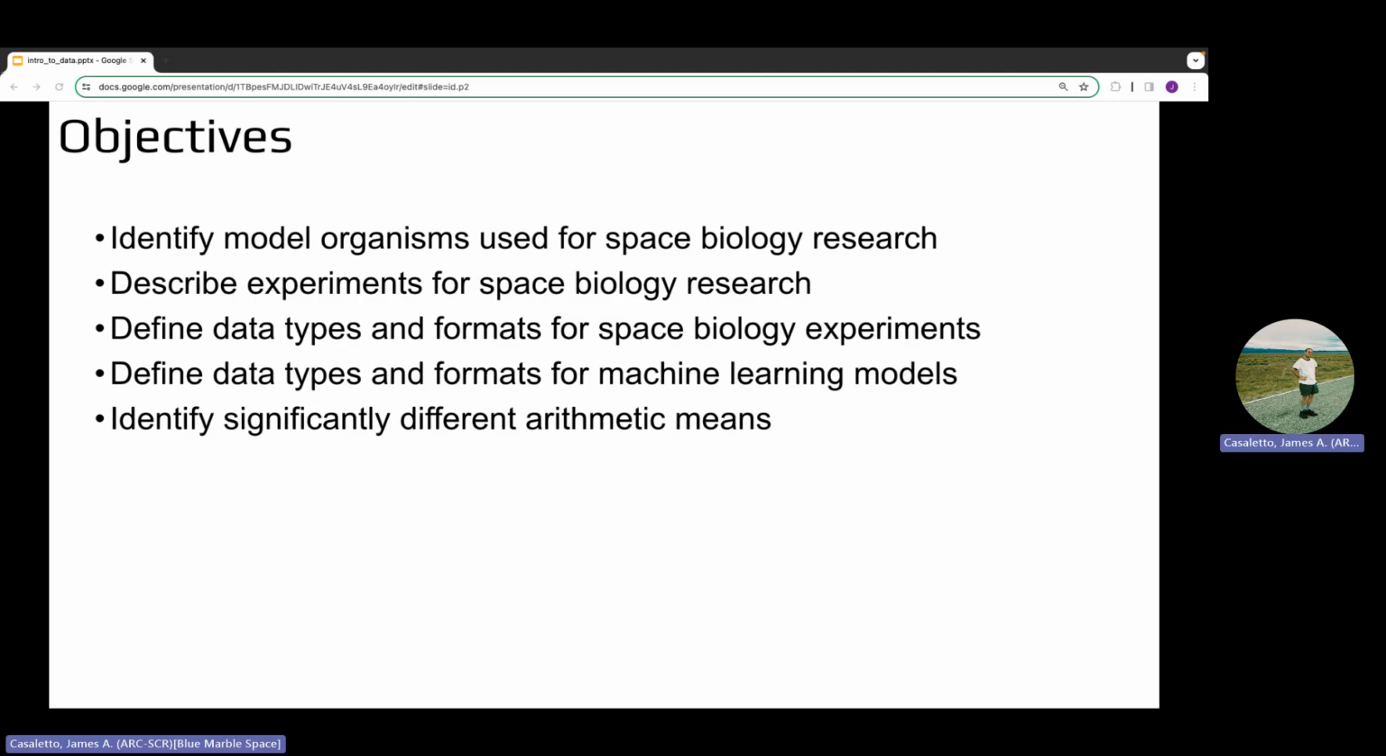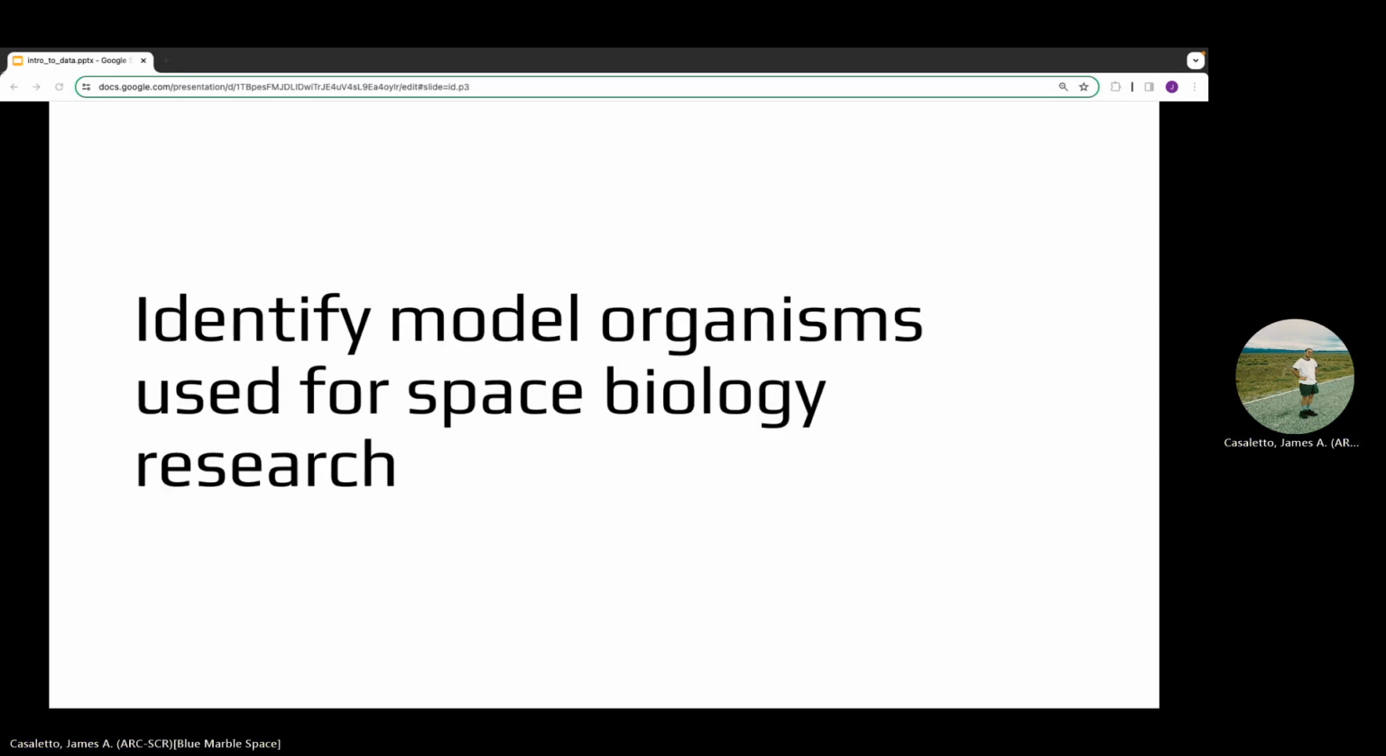The objectives of this lesson are to identify model organisms used for space biology research, to describe experiments for space biology research, to define data types and formats for space biology experiments, to find data types and formats for machine learning models, and finally to identify statistically significantly different data distributions.